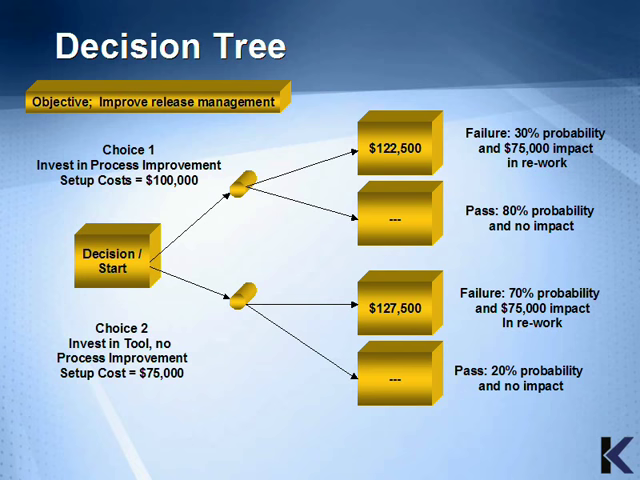In choice number 1, when you multiply the 30% probability of failure by the $75,000 in cost, you get an expected monetary value of $122,500. This calculation is performed for each possible outcome. In this example, choice number 1 would be selected as it would be cheaper to invest in process improvement with the higher initial cost, but with the higher chance of success.